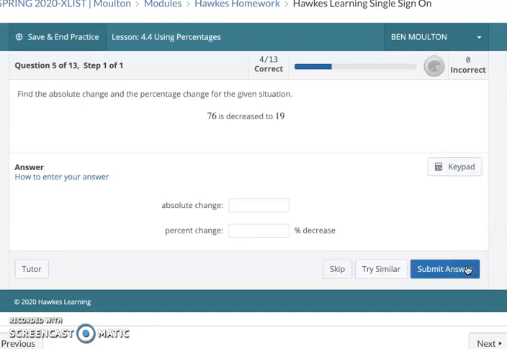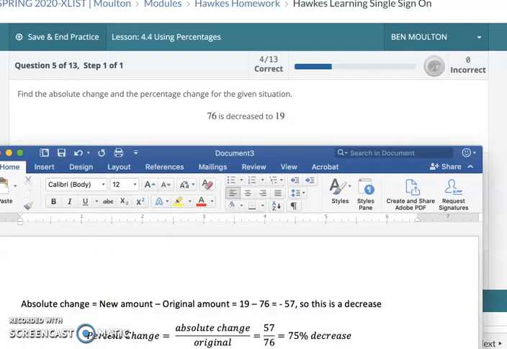All right, absolute change and percent change for a given situation. Give me just a second to get this one set up. All right, let's take a look here. I'm all set up. So we got a couple formulas we need to use for your absolute change. All that is you're taking the new amount minus the original amount. So your new amount is 19. Your original amount was 76. Subtract them, you get a negative 57. The negative just means you have a decrease, but we're looking at a 57 as our decrease.